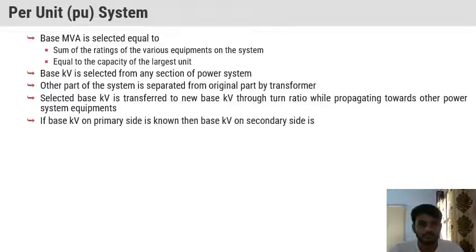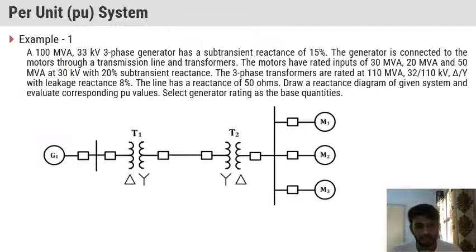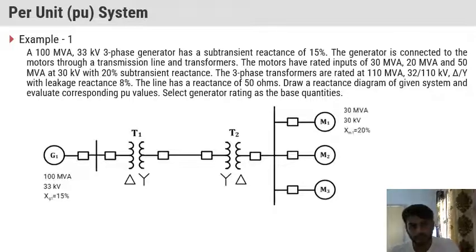If the base KV on the primary side is known, then what is the base KV on the secondary side? If you have a base value on the primary side, you can convert the base value for the secondary simply by using the turn ratio, or a voltage ratio, which is similar to the turn ratio. In the next lecture we will see one example of how we can convert the base values.